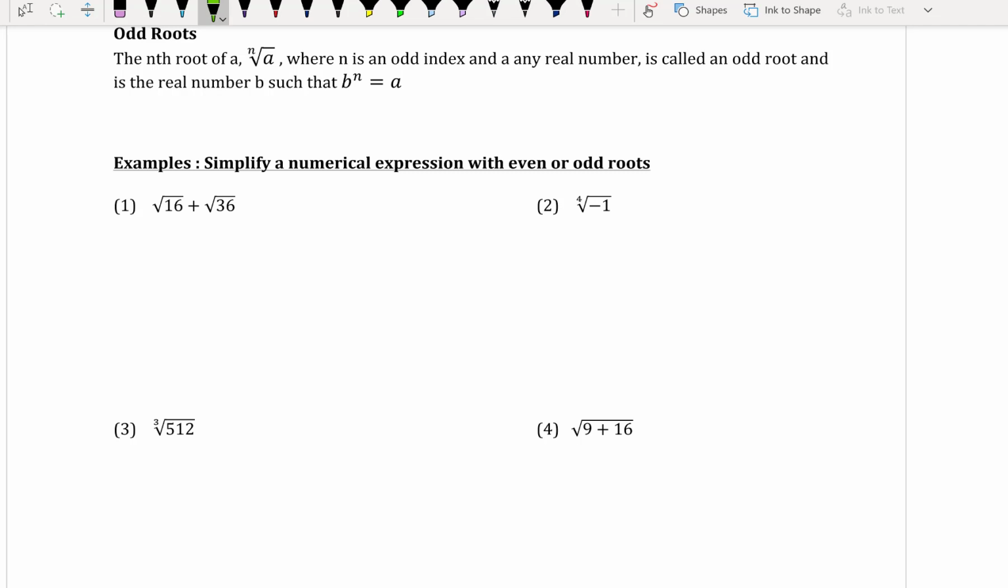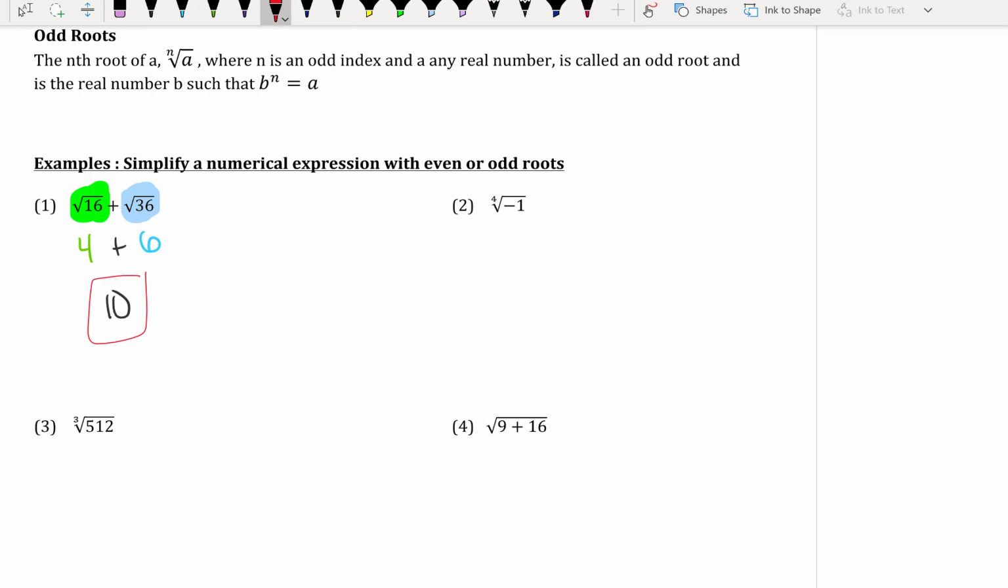So we have the square root of 16. Hopefully you know that 4 times 4 is equal to 16, so I have 4. Now we're going to think about the square root of 36, which is 6, since 6 times 6 is 36. So now I have 4 plus 6, and my answer here is going to be 10.